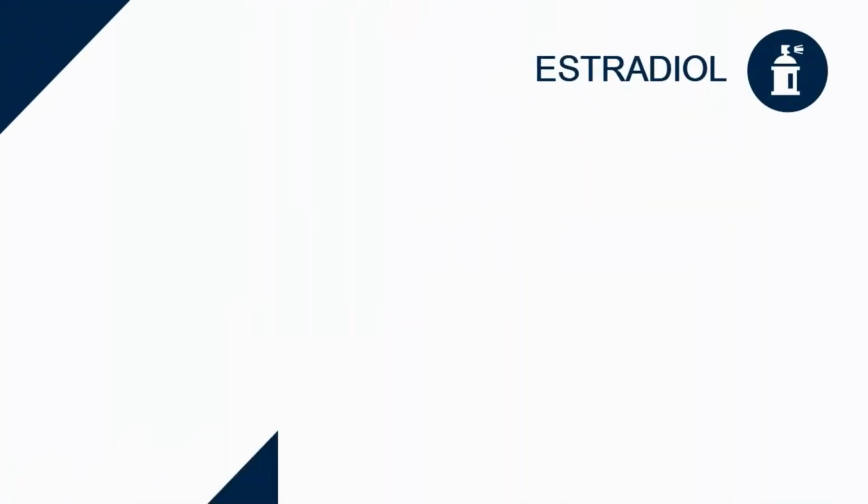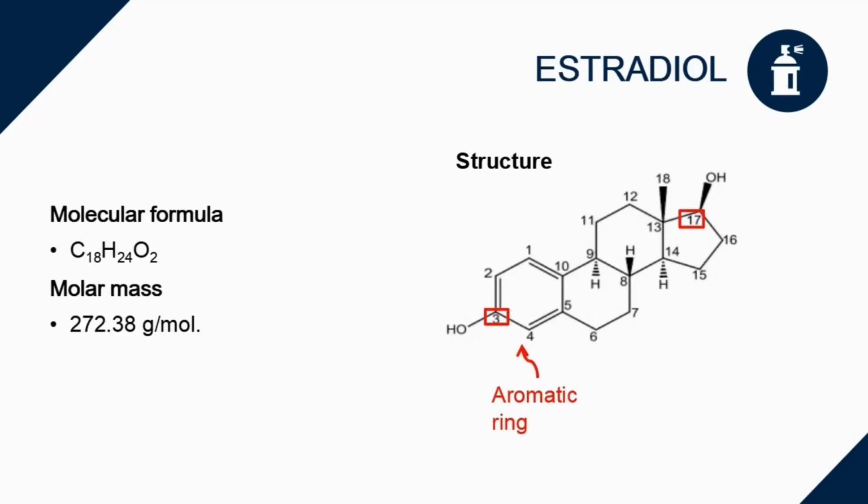The next molecule is estradiol. When we see the structure of this molecule, it consists of a hydroxyl group at the carbon 3 position and another hydroxyl group at the carbon 17 position. The total number of rings in this molecule is 4. Three rings are hexagonal and the fourth ring is pentagonal. However, the first ring is aromatic.